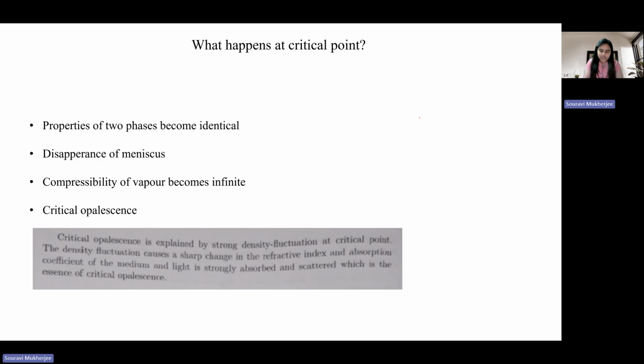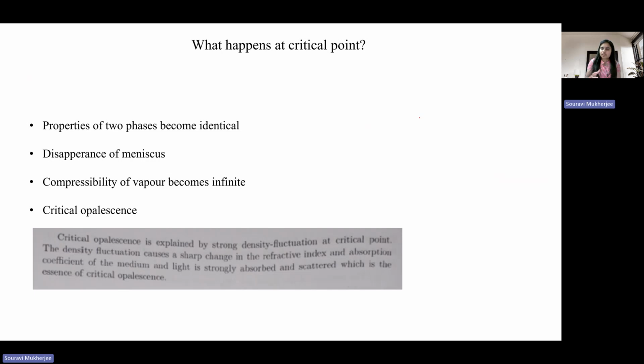If you keep on increasing the temperature, you would see that just beyond a certain value, things will again become transparent. In many cases, you do see critical opalescence happening, where one would expect that because of this density fluctuation, there's a lot of change in the refractive index, which results in a lot of absorption and scattering, making the entire solution very opaque.